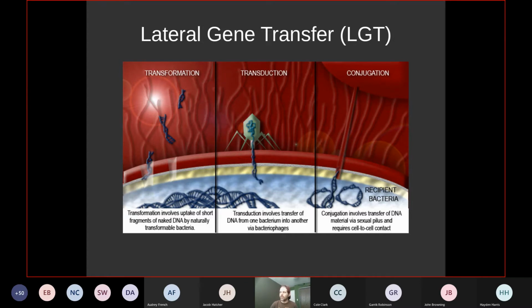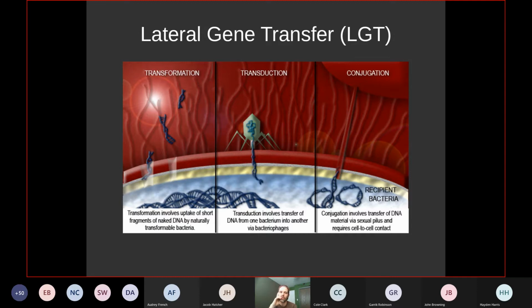Okay. And it comes in three flavors. We've got transformation, transduction, and conjugation. Okay. Transformation is just when you're picking up DNA from the environment that's kind of floating around. So you're a bacterial cell floating around in a soup of broth or whatever, and there's some DNA that got excreted by another bacterial cell, and you take it up into your cell and incorporate it into your chromosome or into a plasmid.